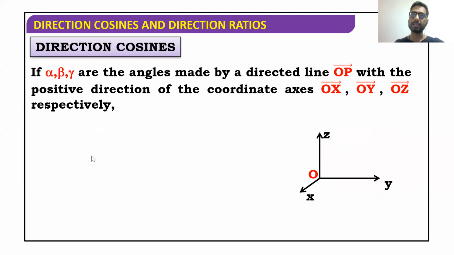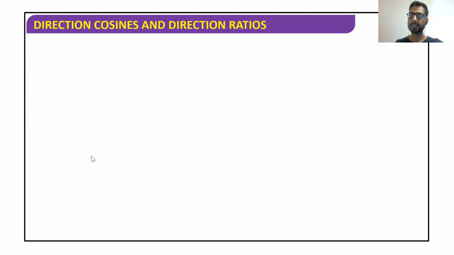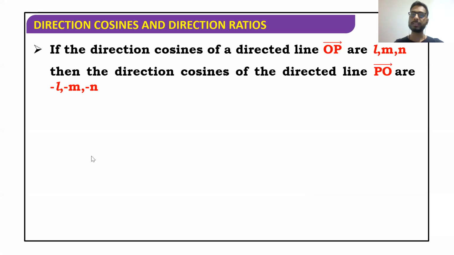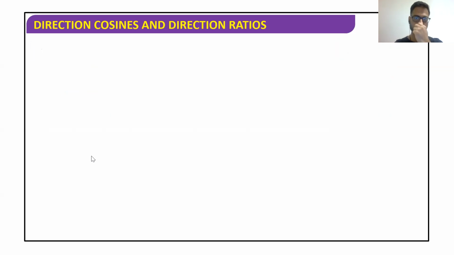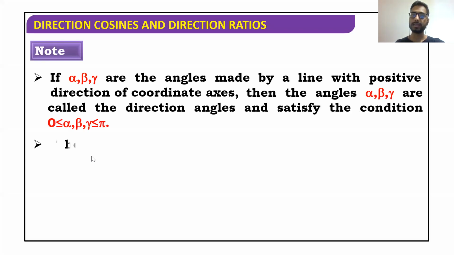If alpha, beta, gamma are the angles with the x-axis, y-axis, and z-axis, then these are my direction cosines, given as L is equal to cos alpha, M is equal to cos beta, N is equal to cos of gamma. If opposite directions are considered, if OP has direction cosines L, M, N, PO would have direction cosines minus L, minus M, minus N.